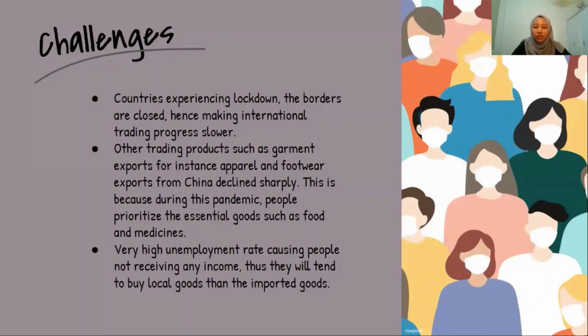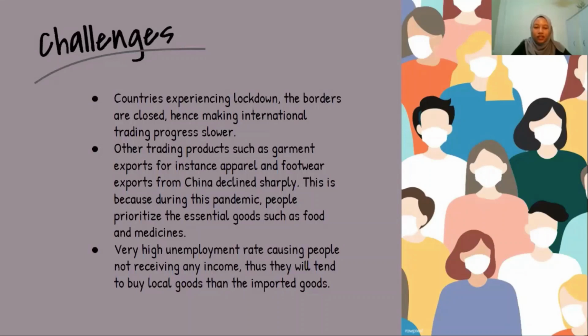Next, other trading products such as garment exports, for instance apparel and footwear exports from China, are declining very sharply this year. This is because during this pandemic, people prioritize essential goods such as food and medicines. According to the United Nations Conference on Trade and Development, 130 million more people are living in extreme poverty due to the crisis. So the consumption of the people is narrowed more to the basic necessities, which are food and medicines.